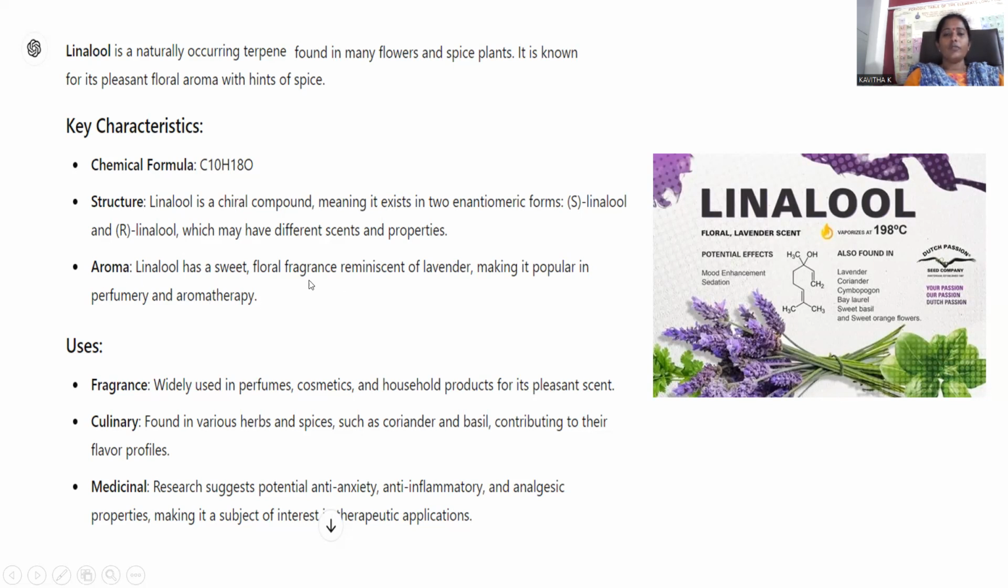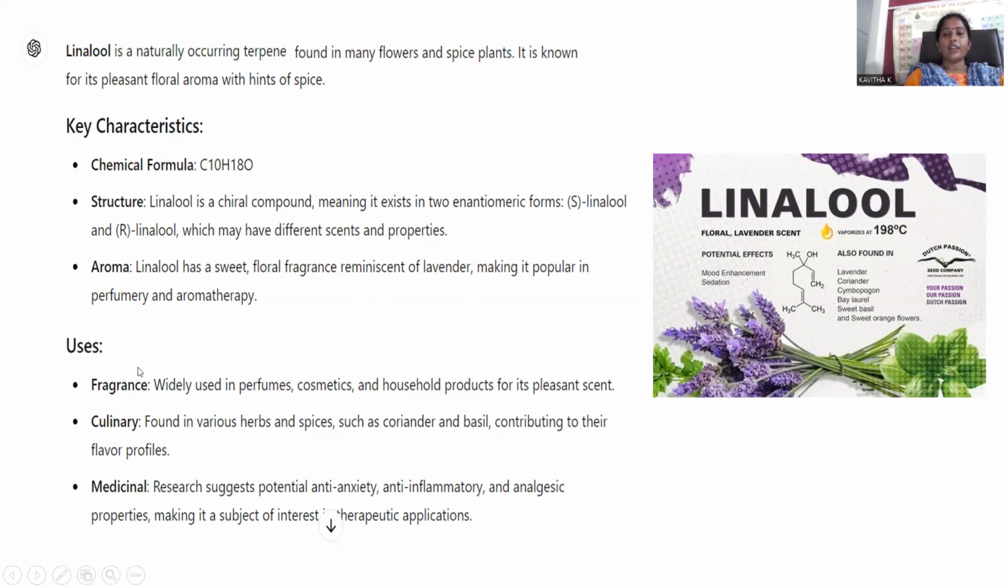Aroma. So obviously terpenes, turpentine oil. Everybody aware about turpentine oil. Everybody aware about pine oil. So all the kind of terpenes are located with this aroma smell. This is a common property. So here also linalool is the kind of compound where sweet floral fragrance will be there, and it is reminiscent of lavender, making it popular in the perfume and aromatherapy. So in the oil massage therapy we can utilize, in the perfume industry also we can utilize this linalool.